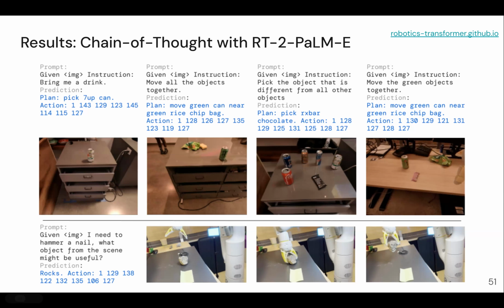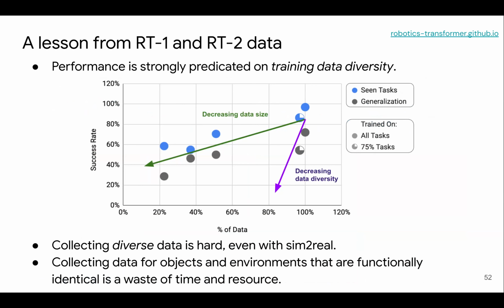So there's still some work to be done to, I guess, get enough diversity in motions and things like that to have more generalization emerge. So I guess speaking of this diversity, a lesson that we learned in RT1 and this work, Robot Transformer 2, was that data size matters a certain amount, but not nearly as much as data diversity.